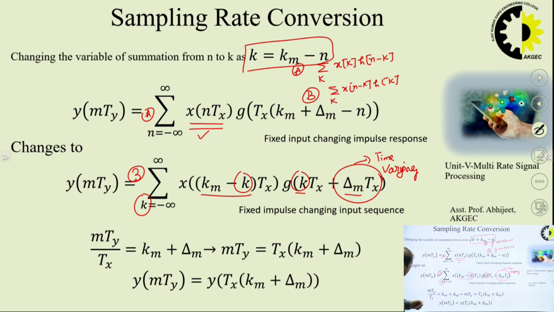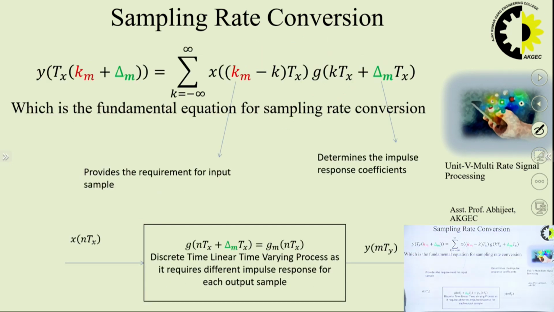If mTy by Tx is equal to km plus delta m, this implies that mTy is equal to Tx times (km plus delta m). So y of mTy can also be written as y of Tx multiplied by (km plus delta m). This is our basic result, and it is very important. Remember, this is by how much we are changing the sampling rate, multi-rate processing. So y of Tx (km plus delta m) is equal to the sum of x of (km minus k) Tx, as in the last slide, and g of (k plus delta m) Tx.